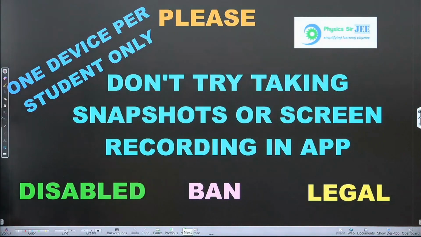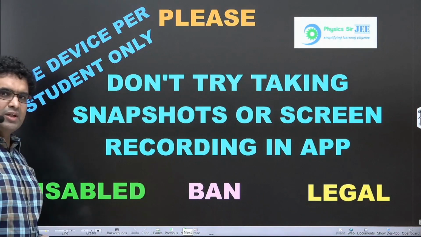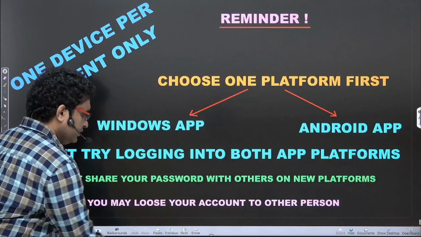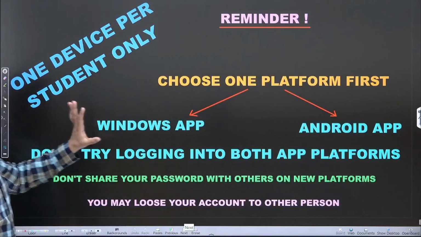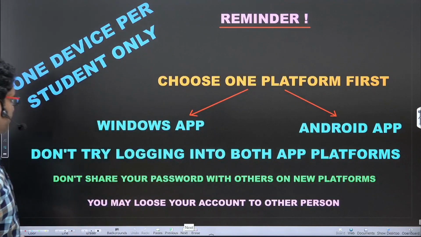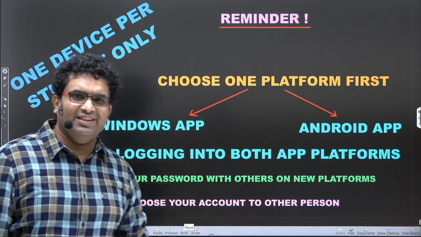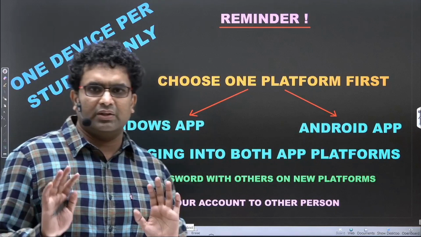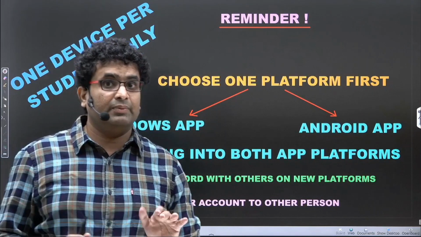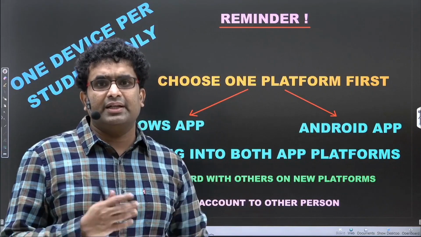And that's it. All the other rules you already know, no screen recording and all that. So I don't want to repeat again. And choose one platform, either Windows or Android. Don't try logging into both platforms. And don't share your password with others. If you lose your password, you are the only one responsible. Unlike the last app, this one is going to be slightly stricter.